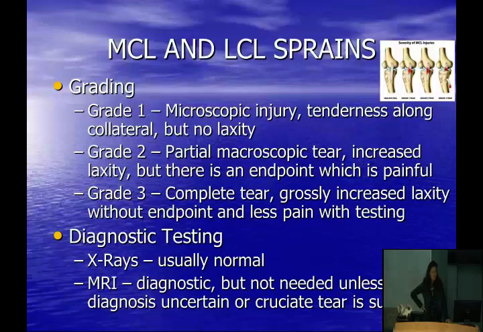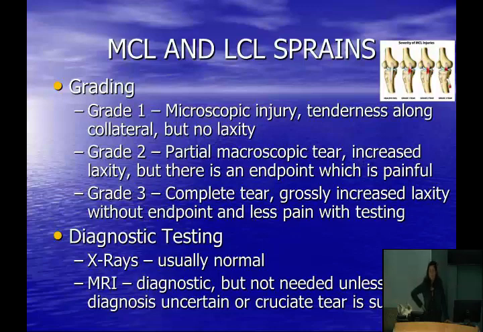Grade 2, they have partial macroscopic tearing. They have increased laxity. So they have some tearing and some breakdown of the ligament. So you're able to stretch a little bit more and it feels a little bit more lax. And the endpoint is extremely painful because they have more tearing of the substance of the ligament.